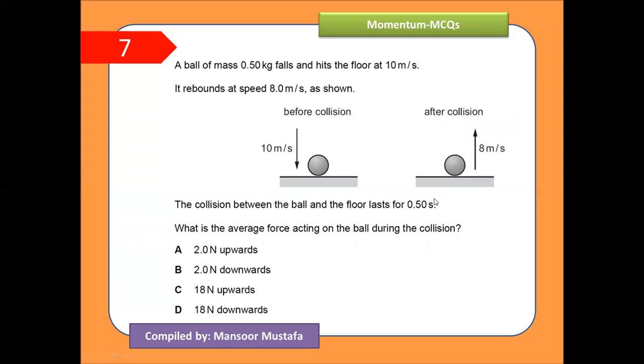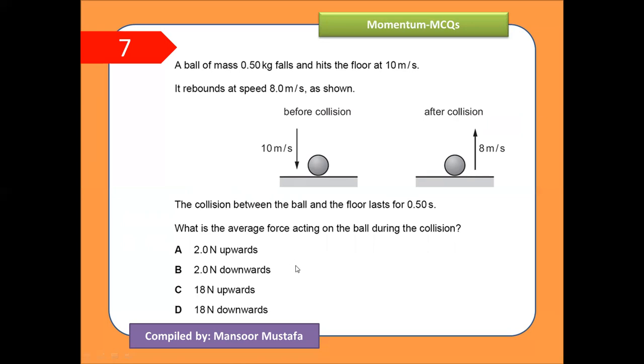Now you see, in this one also, a ball of mass 0.5 kilograms falls and hits the floor at a speed of 10 meter per second. When it hits, after that it rebounds at a speed of 8 meter per second, but the rebound speed will be in the opposite direction. So again, when you solve this question, you have to keep these directions in your mind.